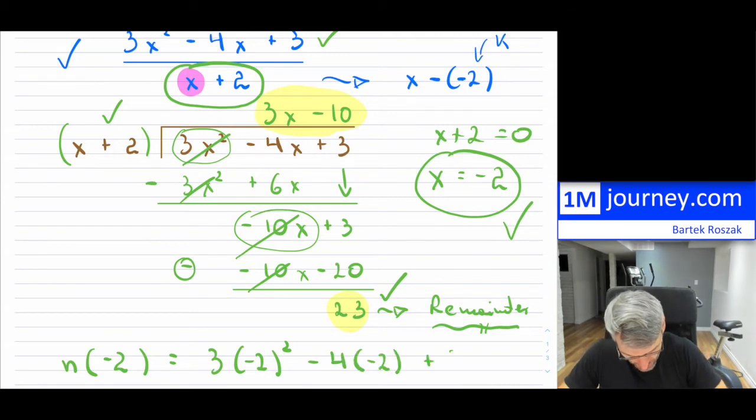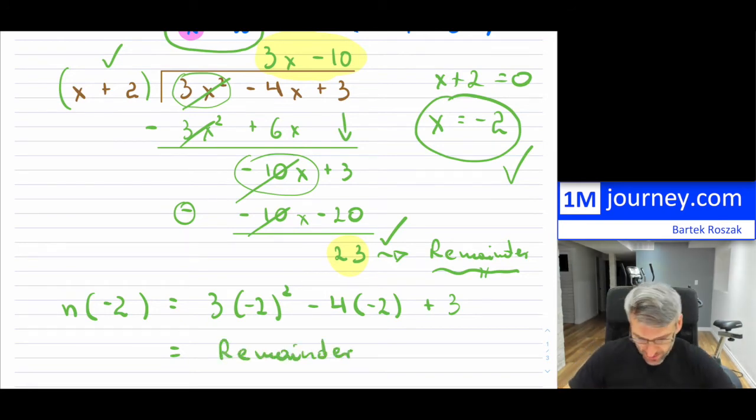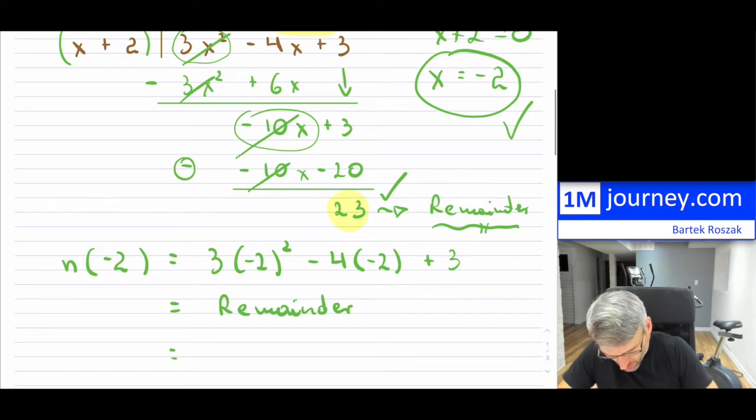I'm going to substitute it in, and the result is your remainder. And that's pretty neat, and it saves us time in case we want to just find the remainder. Well, let's try it and see what it will actually give us.